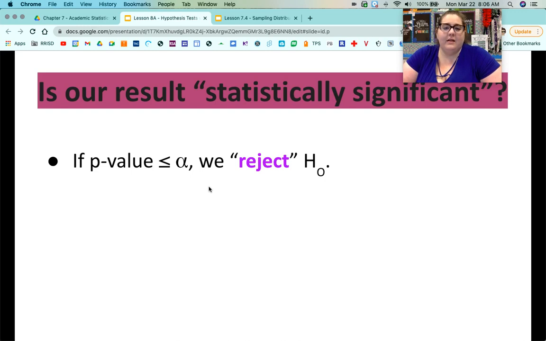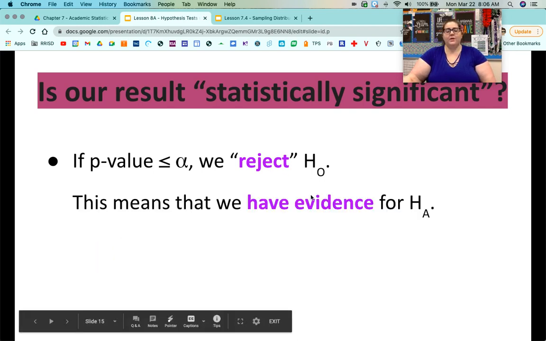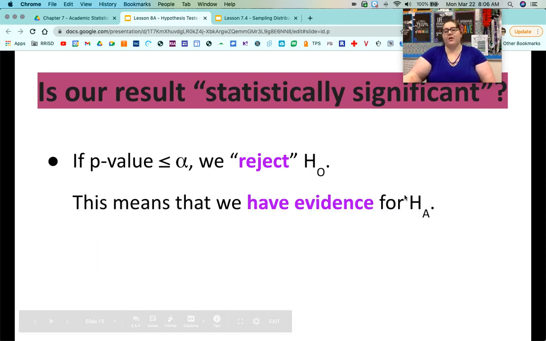Because again, that means the probability of getting what we got in our sample would have been really unlikely if the null were true. Therefore, we're doubting that the null is true. We're rejecting that null hypothesis, right? And that means that we have evidence that our alternate could be true.